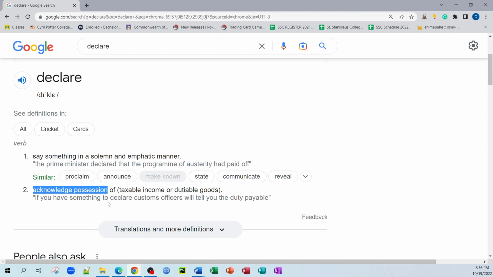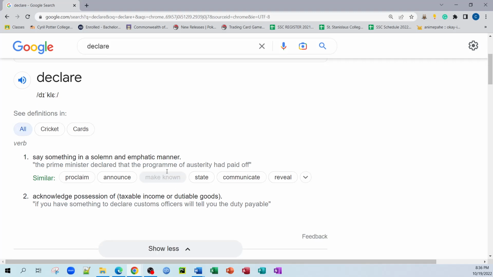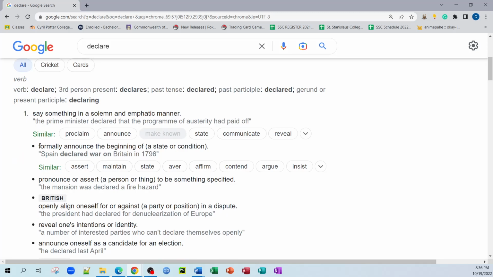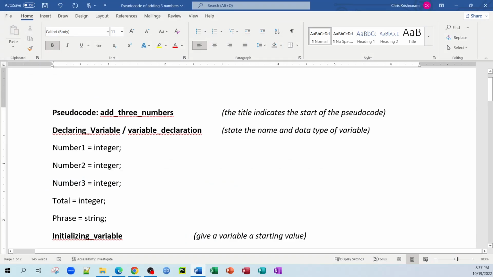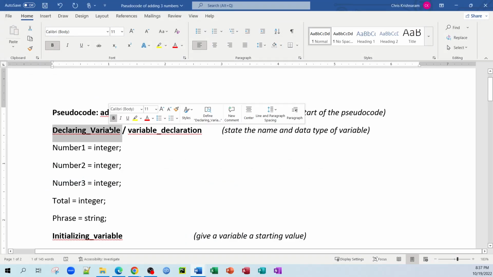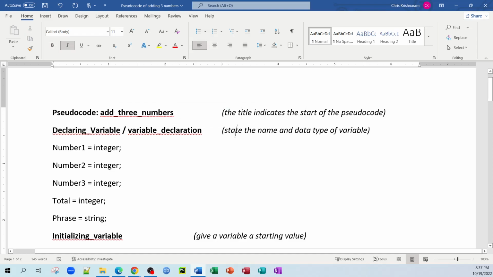Or you can say declaring means to make known, to formally announce the beginning of, to pronounce something. Basically, in a nutshell, we could say to make something known to that person. So whenever we say declaring variable or variable declaration, what that basically means is you are making known the variable.